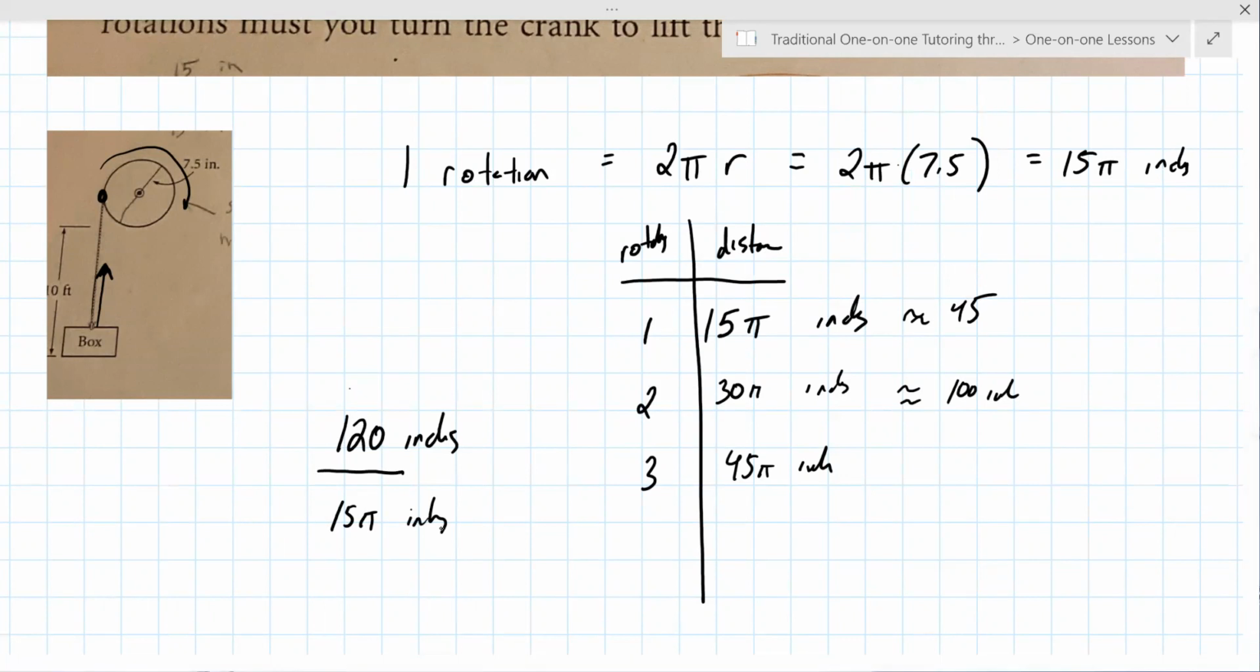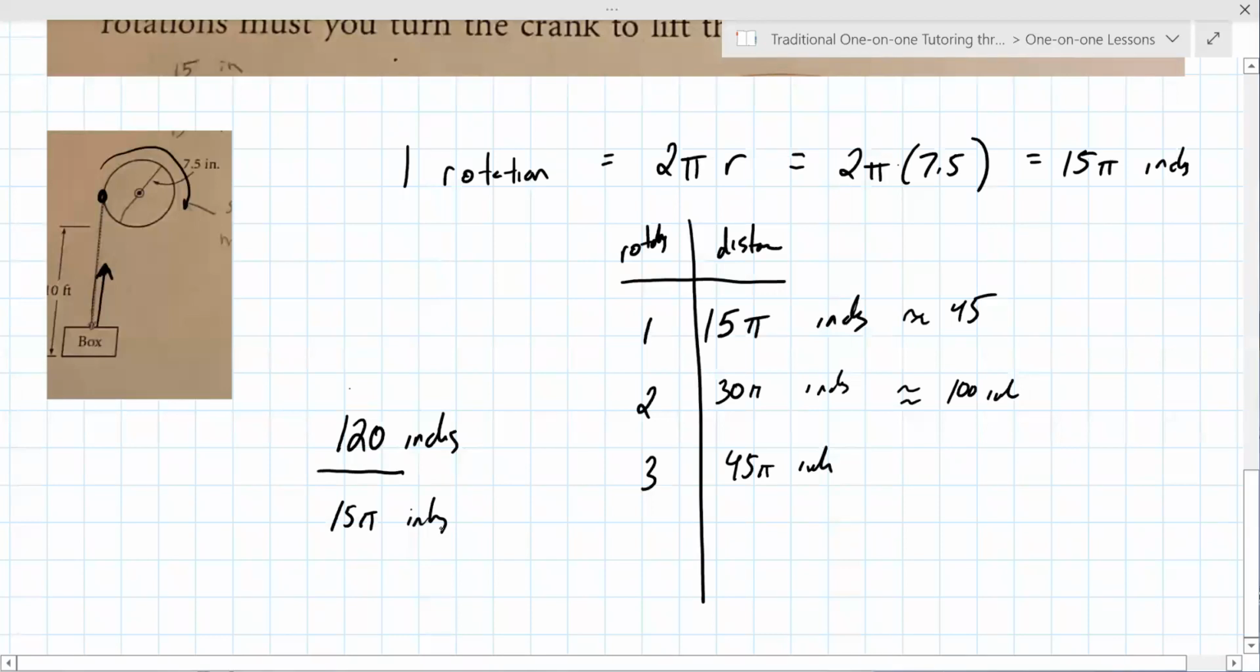So you know the 15 and the 120. You have to move it a total of 120 inches. Every single rotation gets rid of 15 pi of them. So when I have it as 15 pi, am I thinking 15 inches or am I thinking like 45.7 inches? 45.7 inches. I don't know if it's actually 45.7, but that was just my guess. Yes, around 45.